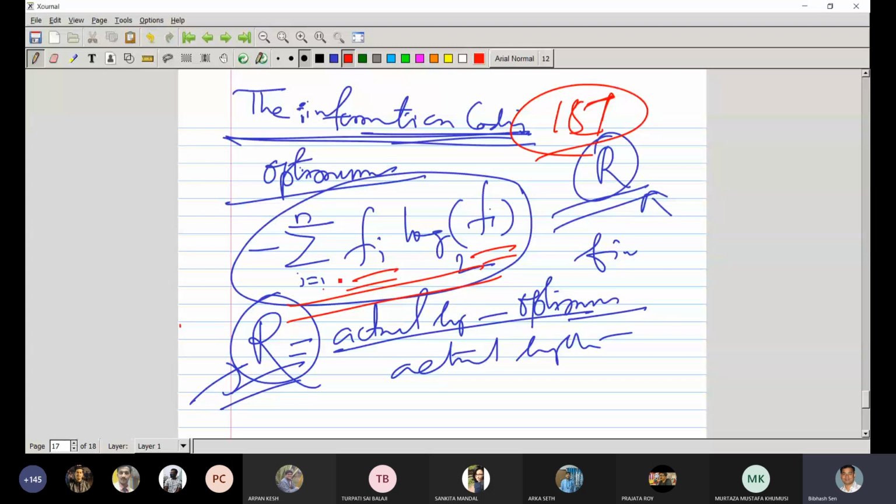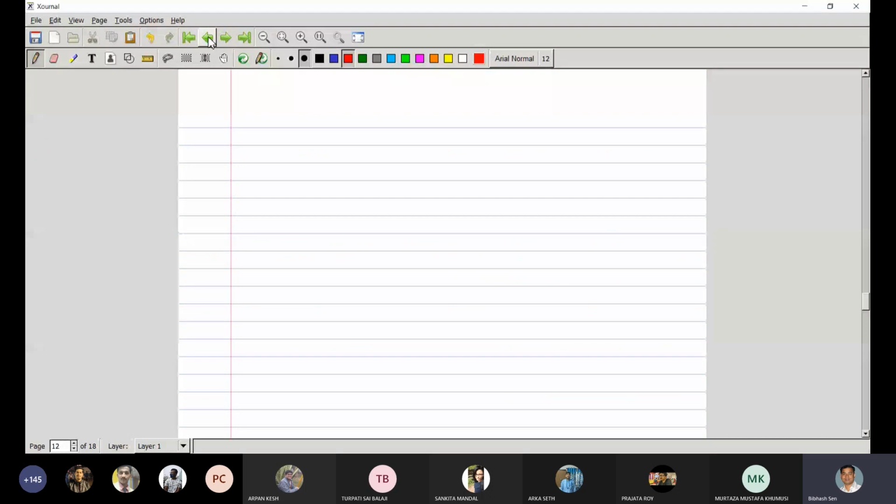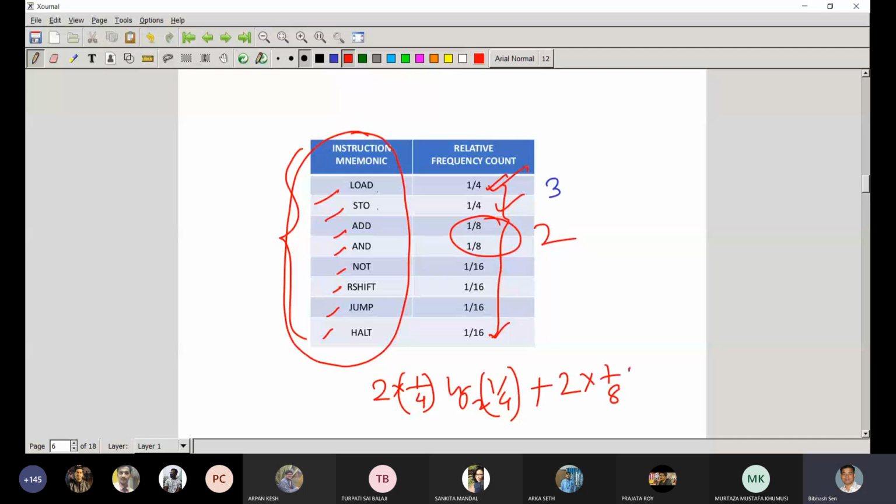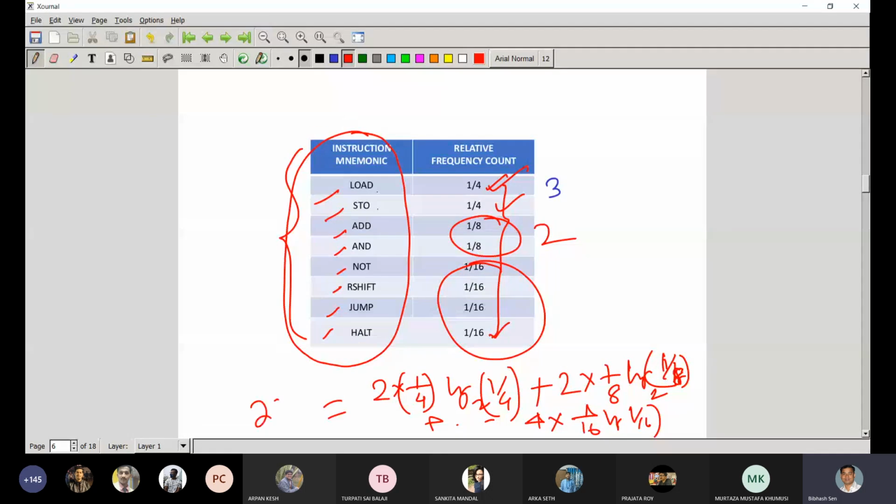So in my previous case, suppose we go to the main table, you find that two instructions have 1 by 4 frequency, so log 2 1 by 4. Again, I have to design now, this also 2, so 2 into 1 by 8 log 2 1 by 8. Clear? Like in this way, 4 instructions you have found. So 4 into 1 by 16 log 2 1 by 16, and their value is coming 2.75.